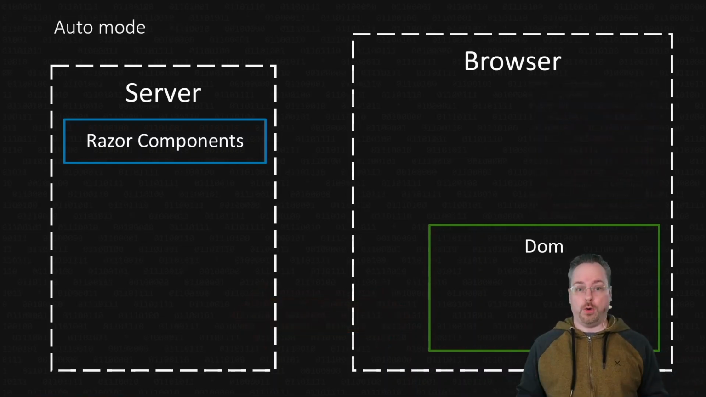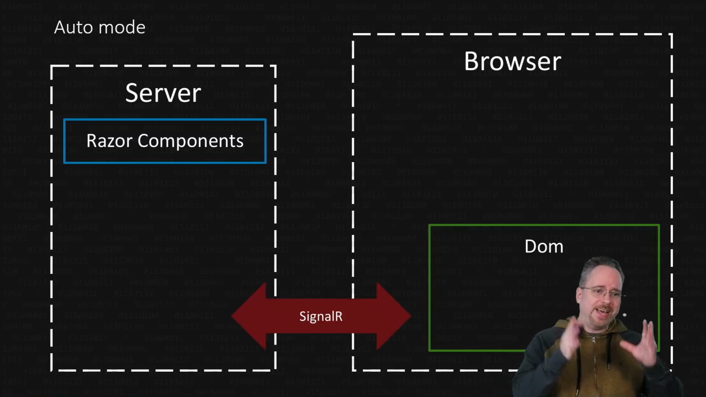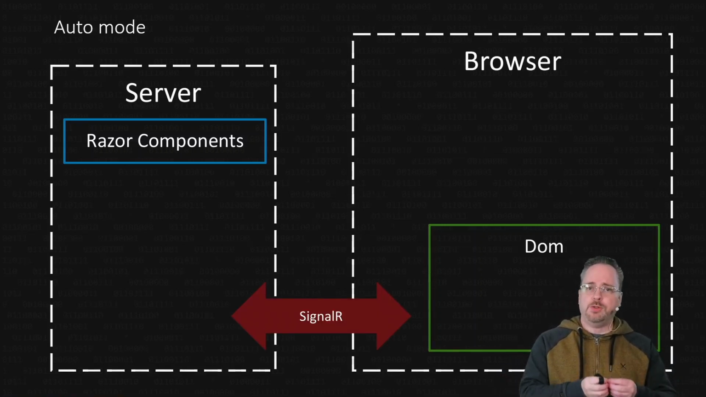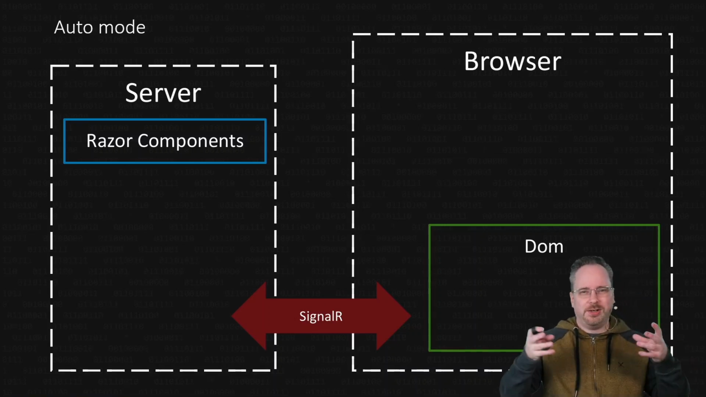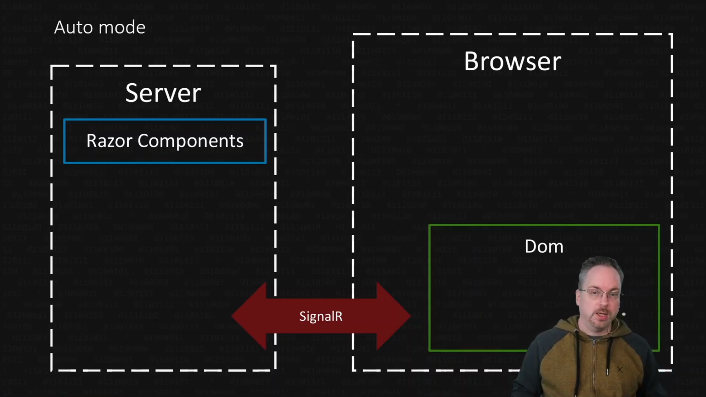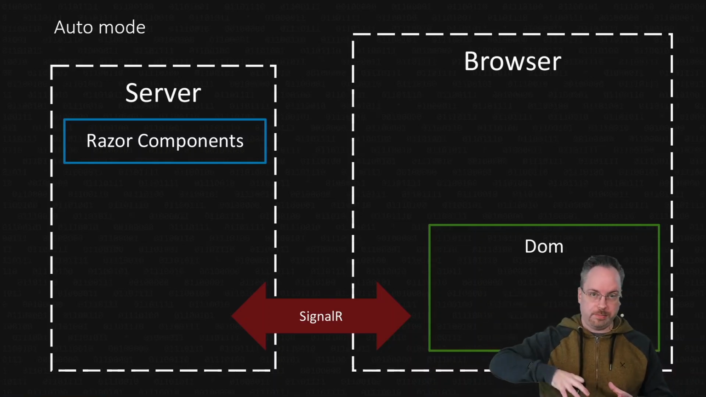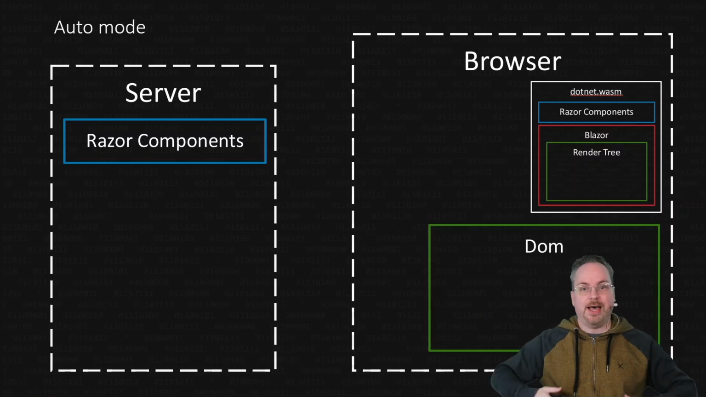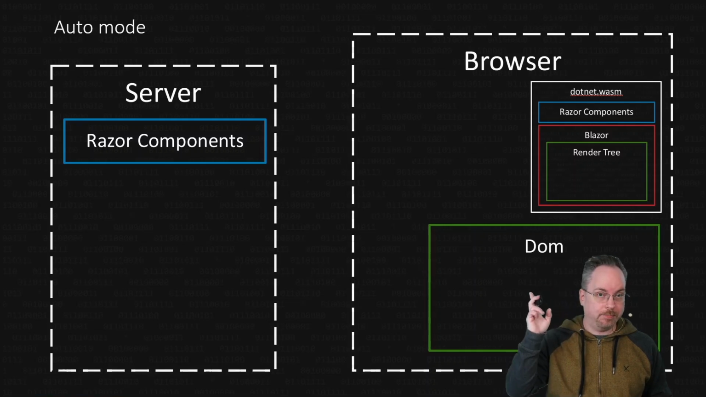Then we have auto mode. And auto mode is kind of cool because when you first connect to the site, it's going to pre-render first. It's going to connect SignalR, so we get interactivity right away. And in the background, it's going to download all the WebAssembly versions that we need to run. Then as soon as that is done and we go to the site again, we're going to get the WebAssembly version instead, which is kind of cool.